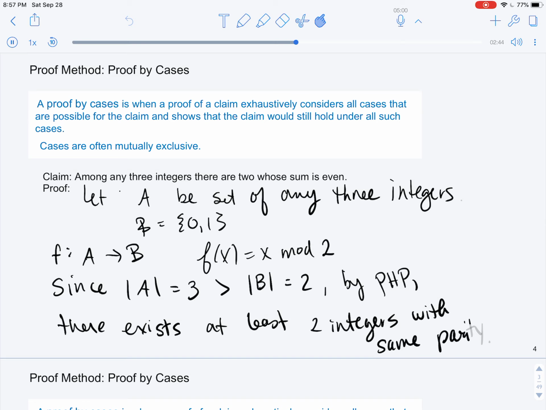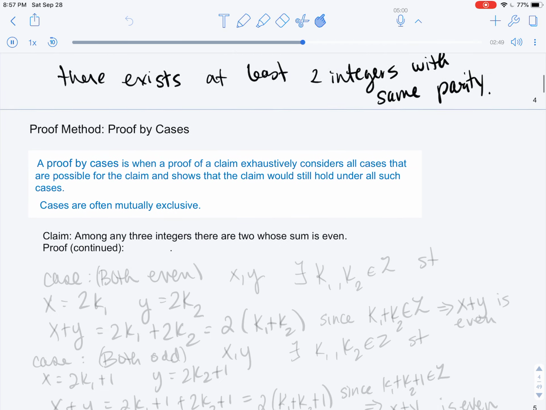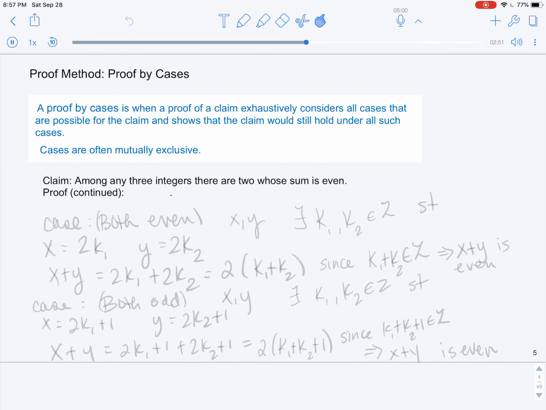Okay, so now we need to show how that's sufficient to show our claim, and we have to break it down into cases now. So the two cases that we need to worry about, the first case is if both integers are even. In this case, without loss of generality, we'll just call these integers x and y. And because they're both even, there exist k1 and k2 respectively, which are integers, such that we can express x as 2 times k1, and we can express y as 2 times k2.